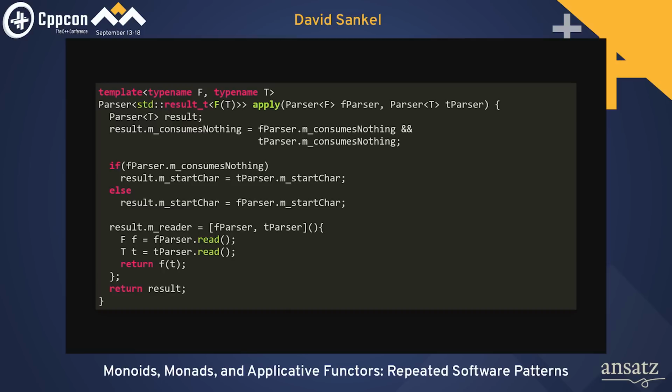Now let's say the function parser consumes nothing. So the start character is going to be equal to the value parser start characters, right? Otherwise, the start values are going to be the function parser start characters. What about the reader method? What happens is we call the function parser read to get that function, and we call the value parser.read to get the value and return f of t. And then finally, we return the result.